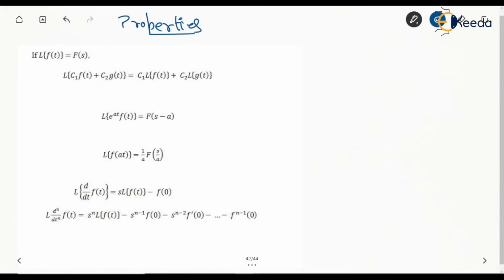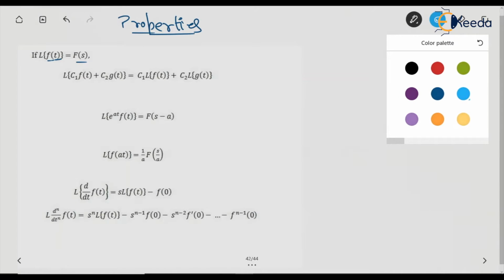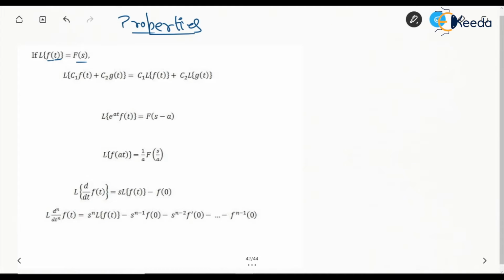The general properties we'll see, and then we can easily go for the questions. So if we are saying that f of t has Laplace transform as F of s, like if I'm saying f of t has F of s and g of t has G of s, then a linear combination of these two can be written as c1 times F of s plus c2 times G of s. So we can do this superposition and we can find the Laplace transform.